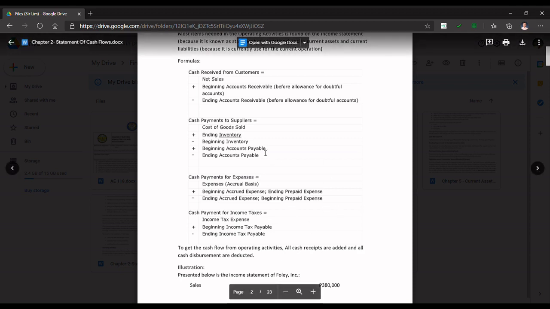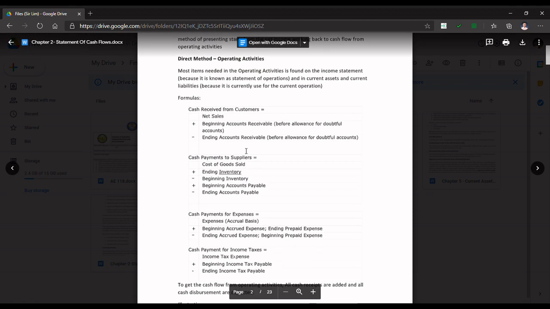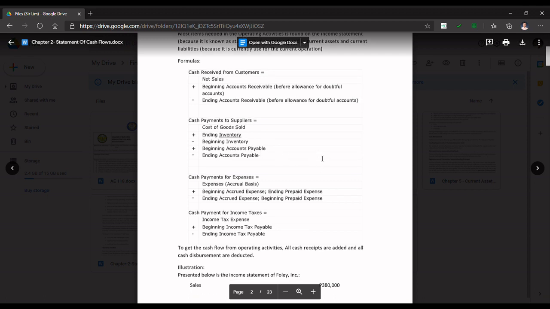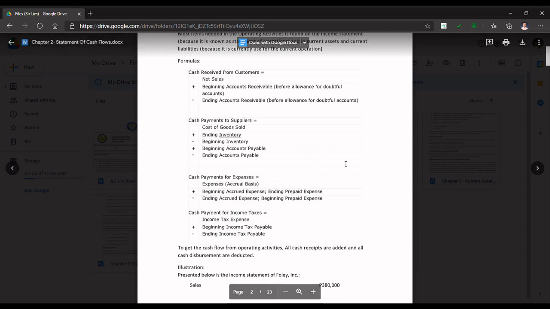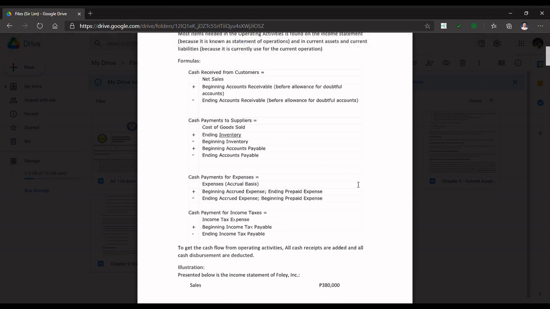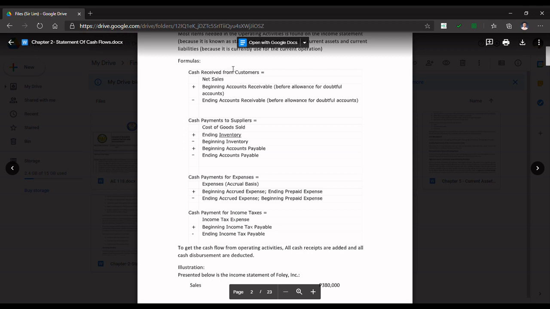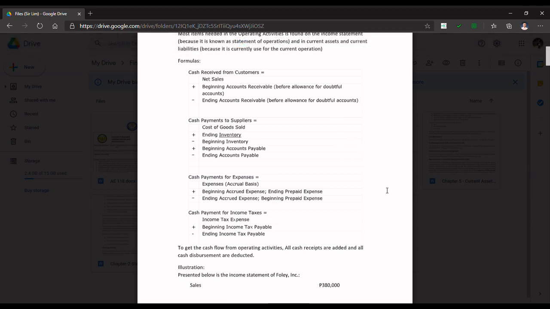Okay, so to get the cash flows from operating activities, we just add all the cash received. Then we deduct the cash payments, these three cash payments. And we get the cash from operating activities.